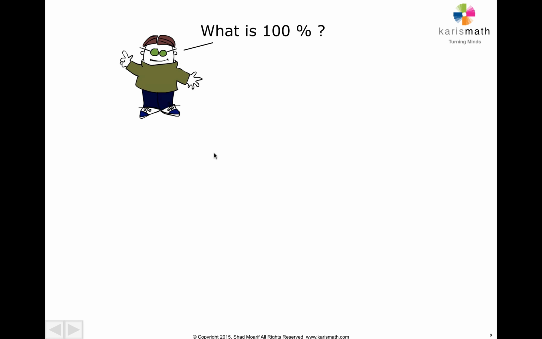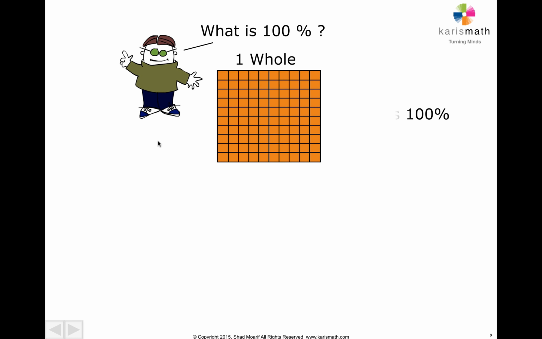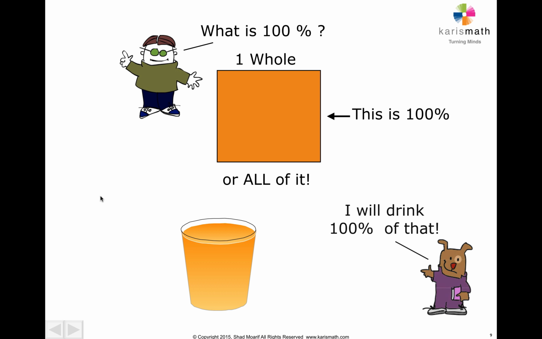Now some common examples of percentage, things that people sometimes get very easily confused by, like what's 100%? Well, 100% means all of it. Whatever you have, if you want to give 100% of it to somebody, you give the entire whole thing. No parts are given, the whole thing is given. So this is 100% of one whole, means all of it. So if I have to drink 100% of my juice, I'll drink all of it.